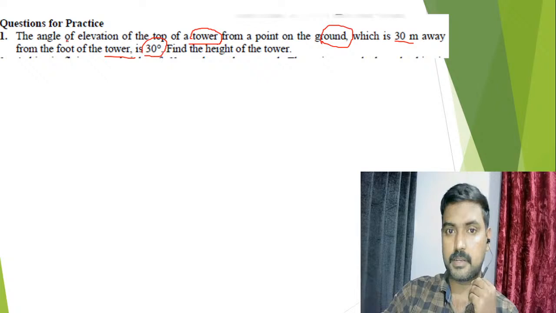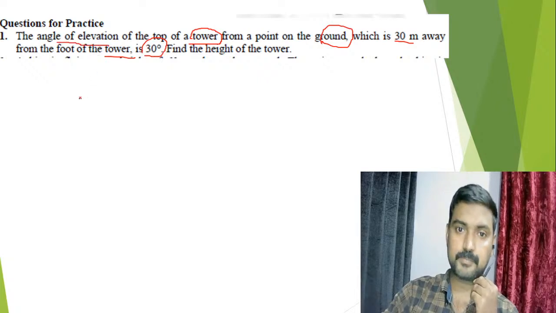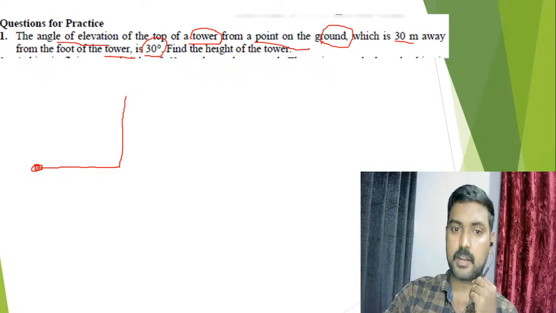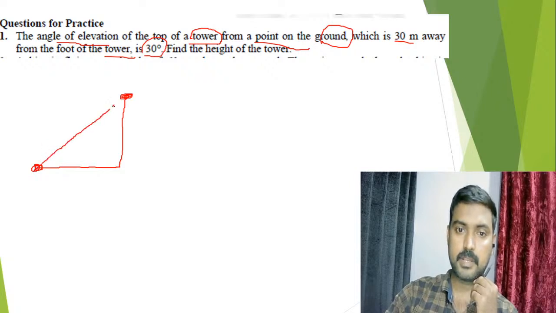So in this question, there is an angle of elevation. So we can understand that someone is looking in an upward direction, looking at the top of a tower. So there will be a vertical line which stands for this tower. And from a point on the ground, we can mark the ground level as a base. So from this ground level, the angle of elevation of the top of the tower is this. To there we are observing, there will be a line of sight. So this is 30 meter away from the foot of the tower. This is the foot of the tower.